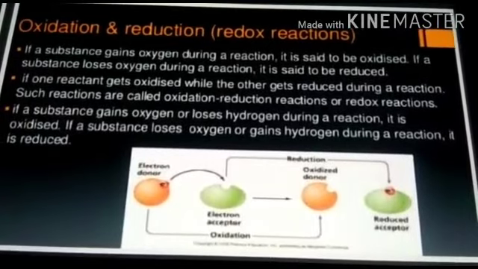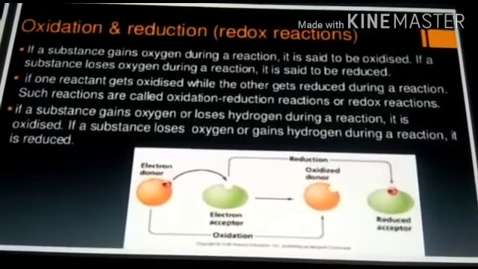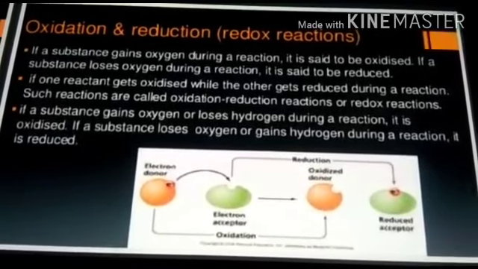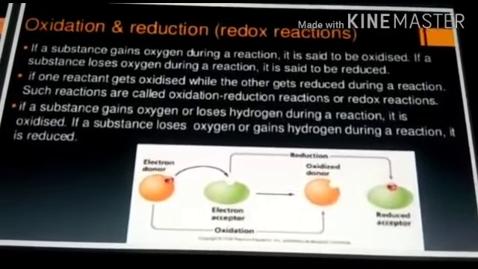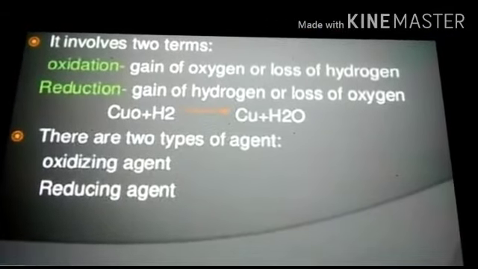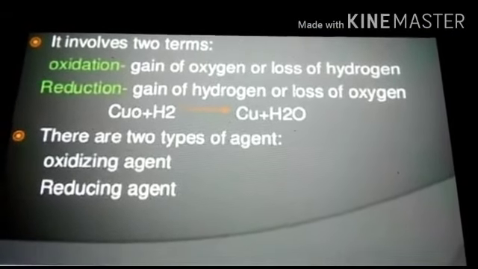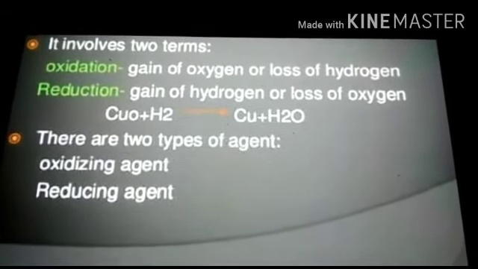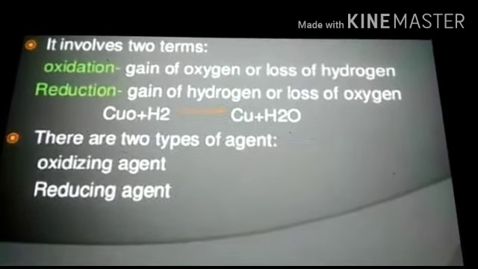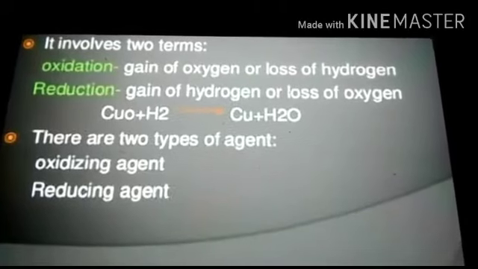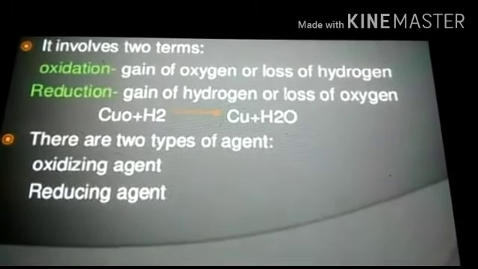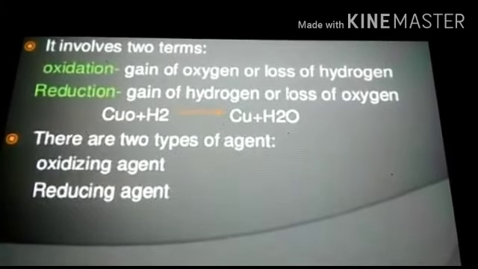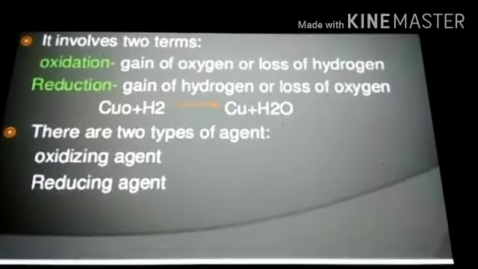If a substance gains oxygen or loses hydrogen during a reaction, it is said to be oxidized. If a substance loses oxygen or gains hydrogen during a reaction, it is said to be reduced. So, oxidation means gain of oxygen or loss of hydrogen, and reduction means gain of hydrogen or loss of oxygen.